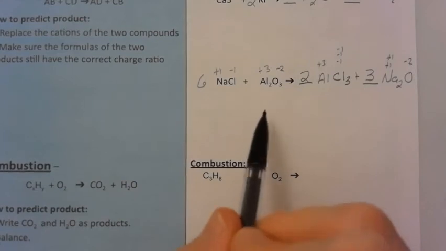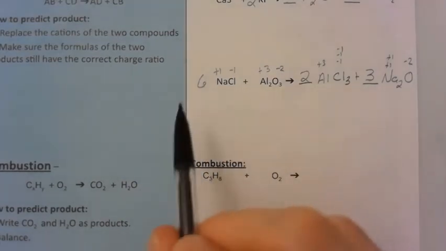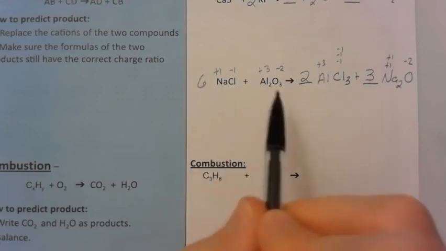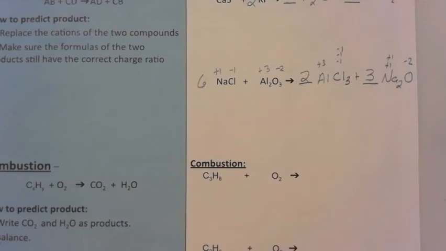This is another good example of sometimes you get a really difficult equation to balance, but you just have to go back and keep changing the numbers to see what eventually will work, as long as the formulas of your products are written correctly.